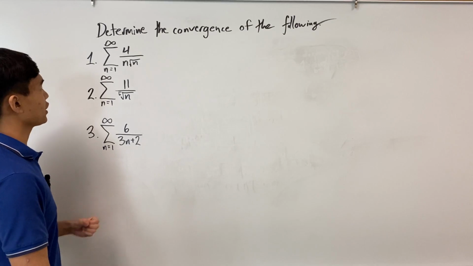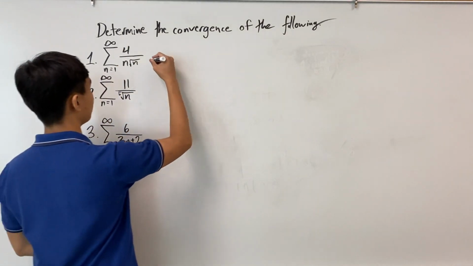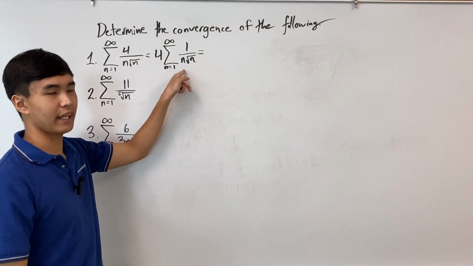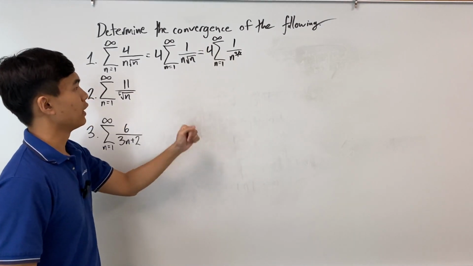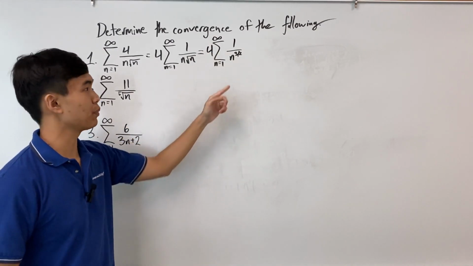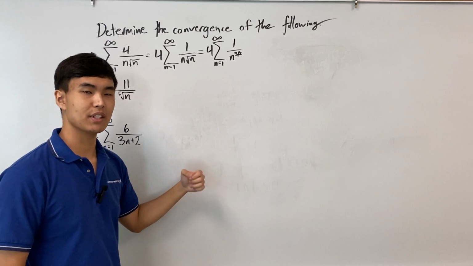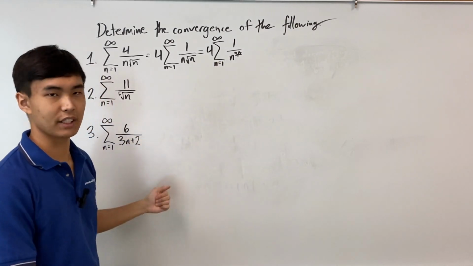For the first one, I'm going to start by taking the 4 out of the sum, like so, and now I'm going to combine n and root n, like so. Now it's in the form of a p-series, and p is 3 halves. Since 3 halves is greater than 1, this series converges.